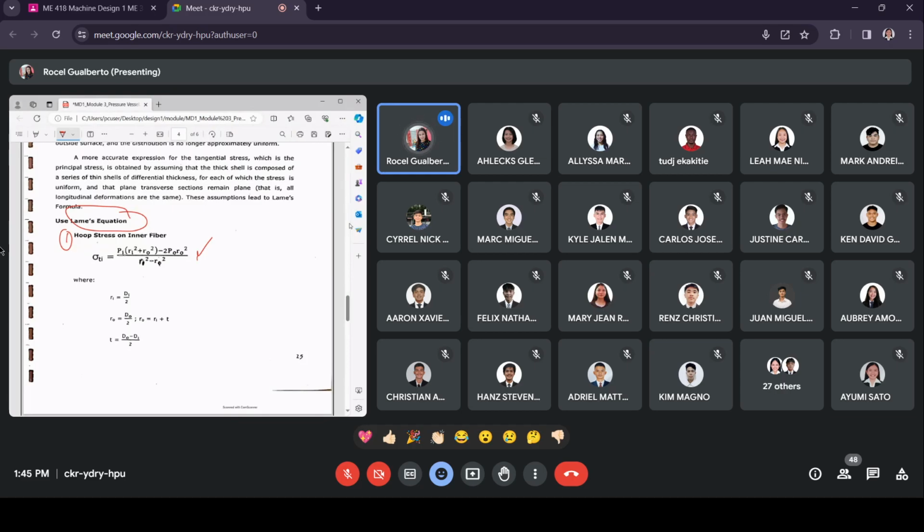Now let us take each component. Pi, that would be the inside pressure. Kung ano po yung pressure ng fluid or ng gas inside the vessel, parehas lang po ating gagamitin. Yun po ang Pi. Sunod po, Ri and Ro squared. Yung Ri po, this will come from the diameter na binigay po. So, inside diameter, you simply have it divided by 2.